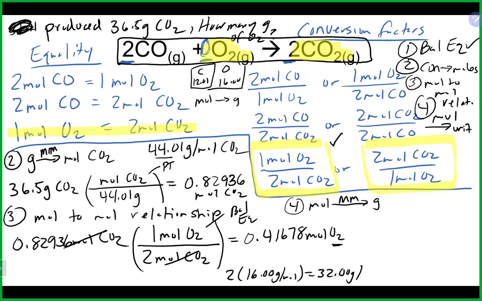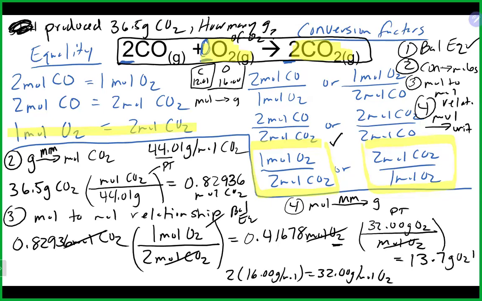32 grams per mole of oxygen. And here we're going to again put the 32 up on top so that we do end up with grams. We want the moles on the bottom. And again, that comes from the periodic table. And that will give us our final answer here, which is times it by 32. At this point, to answer your question, I am going to round it to 13.7 grams of O2.